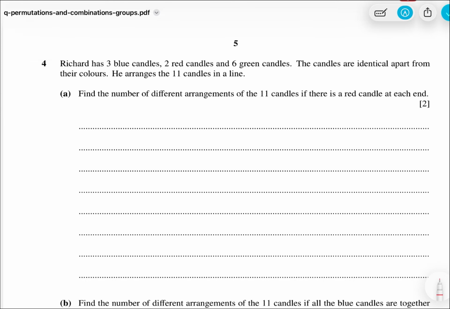This one now. Richard has three blue candles. Don't worry if you think that you know these questions and I want to just target the hard questions. If you think so, you may fast forward to the next question. Don't look for the solution of the one which you know without wasting your time. And trust me, we will cover each and every question of this topic in different parts.